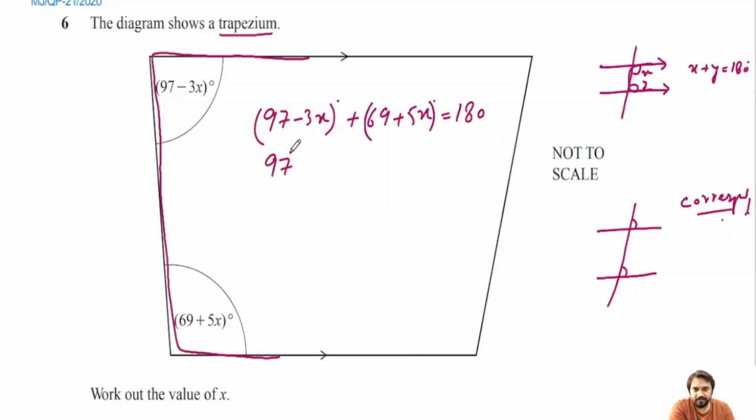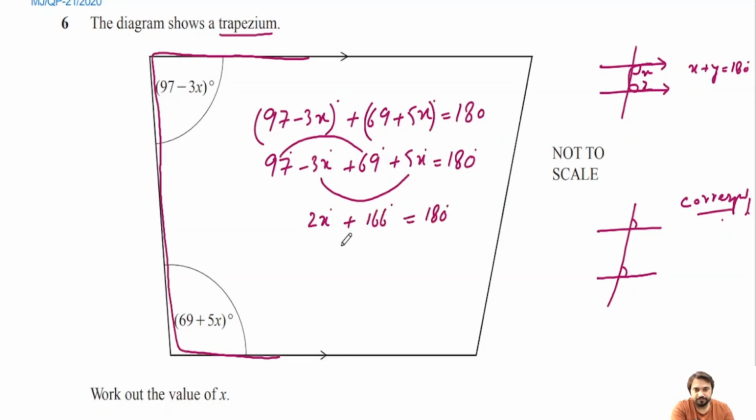Now open it. 97 degree minus 3x degree plus 69 degree plus 5x degree is equal to 180 degree. Minus 3x plus 5x, that's gonna be 2x degree, and 97 plus 69, 166 degree is equal to 180 degree. Now moving this 166 degree, 180 degree minus 166 degree, 2x degree is equal to 14 degree.